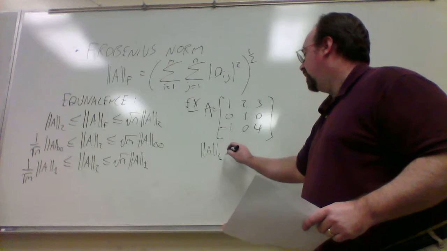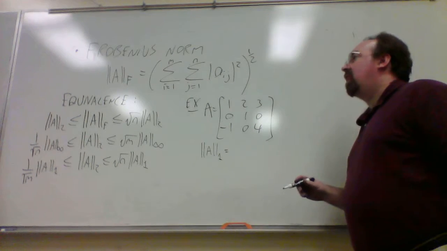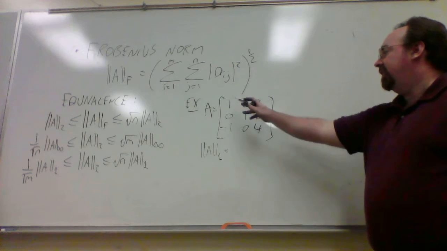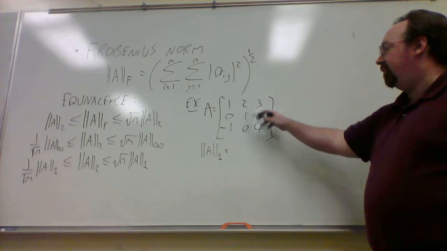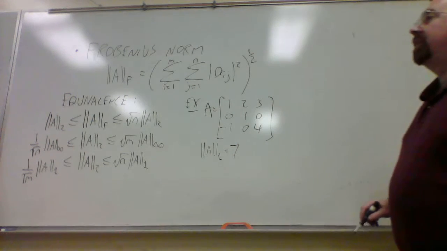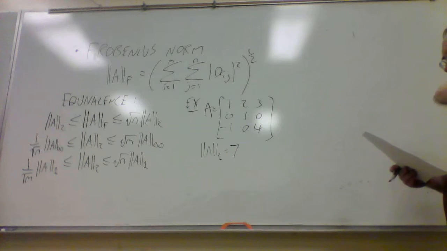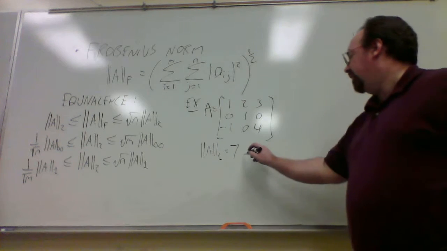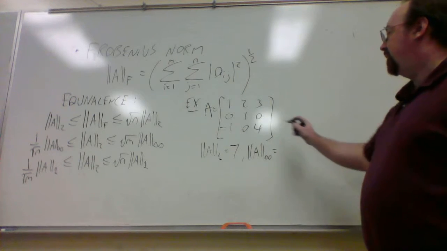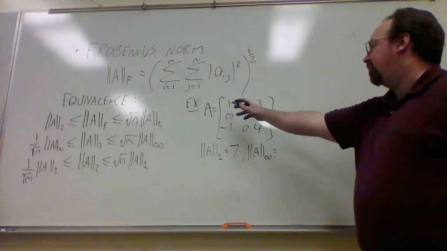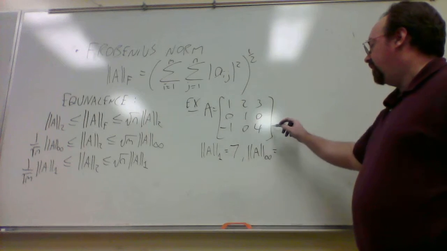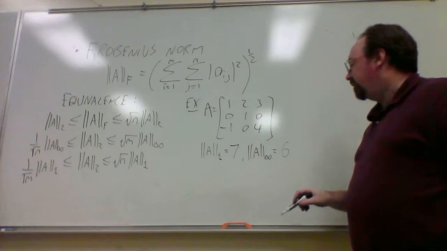First the 1 norm, that'd be the maximum column sum. So I look at each column. The sum of absolute values in the first column is 2, the second column is 3, and the third column is 7. So the 1 norm turns out to be 7. The infinity norm, we look across the rows. The sum of the absolute values across the first row is 6, the second row is 1, and the third row is 5. So the infinity norm turns out to be 6.